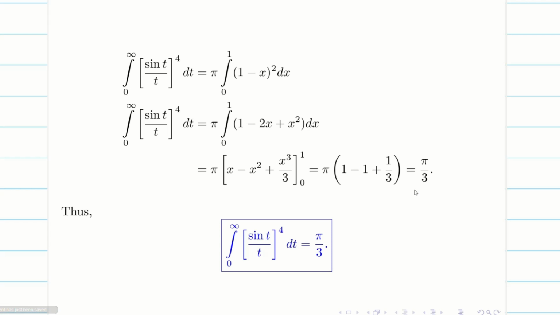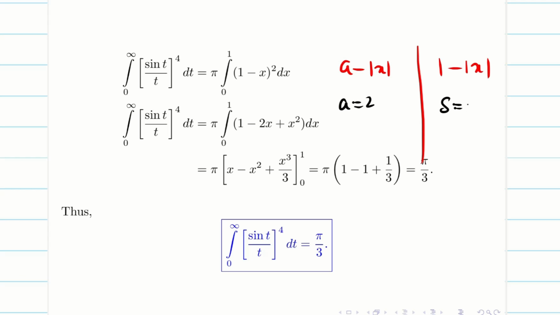So in this session, we dealt with very important problems, that is a minus mod x and 1 minus mod x. In the deduction part, we put a equal to 2 here. Here we don't have a, so I am putting s equal to 2t, ds equal to 2 into dt. In this case, we did s equal to t, ds equal to simply dt.